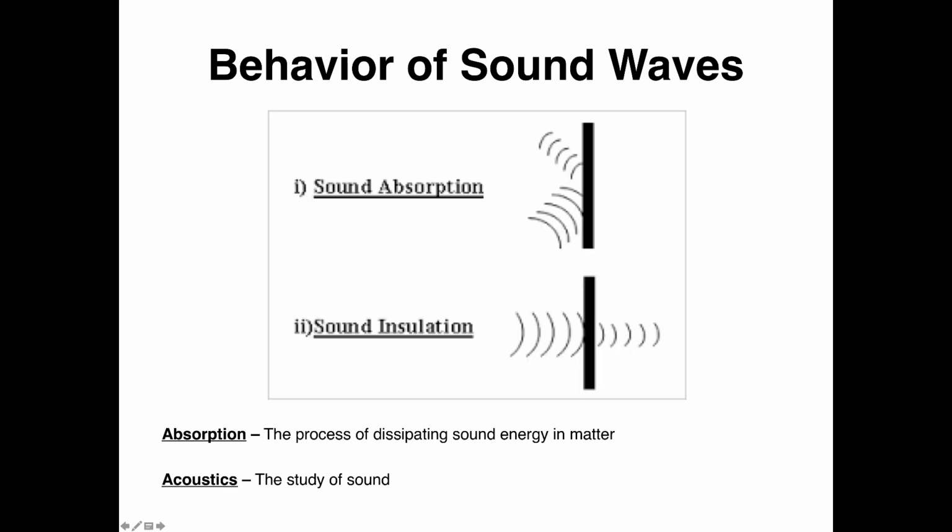We'll finish up by talking about the difference between absorption and insulation. Absorption is a process that dissipates the sound, and insulation is used in order to do that. Acoustics is a term that's used to talk about the study of sound.